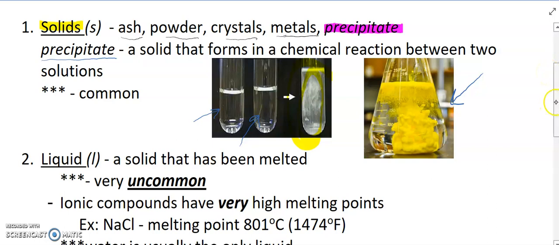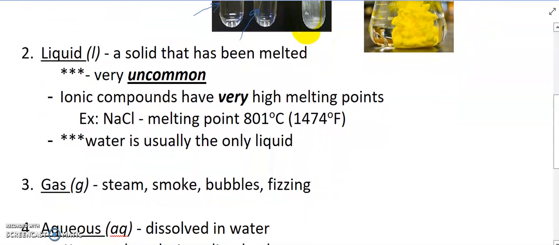The second state of matter that you run into in a chemical reaction is what we refer to as a liquid. Oh, and this one is deceiving. Be very cautious with a liquid, because in order to form a liquid, it needs to melt.